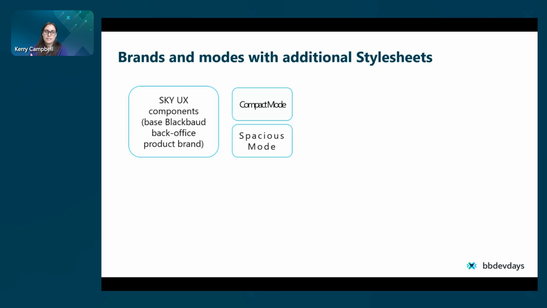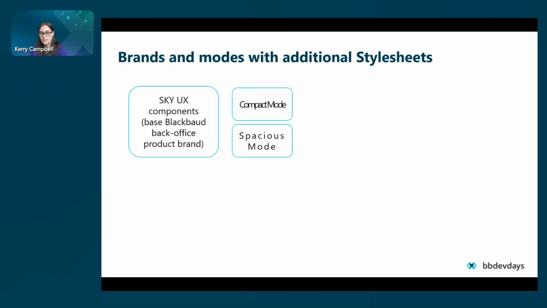So in this example, we would build a product using the base Blackbaud back office. In specific use cases, we would say, let's use compact mode here within this data grid, and let's use spacious mode over here on this action hub to give more of a dashboard feel. So that's kind of the brand and specific product modes.